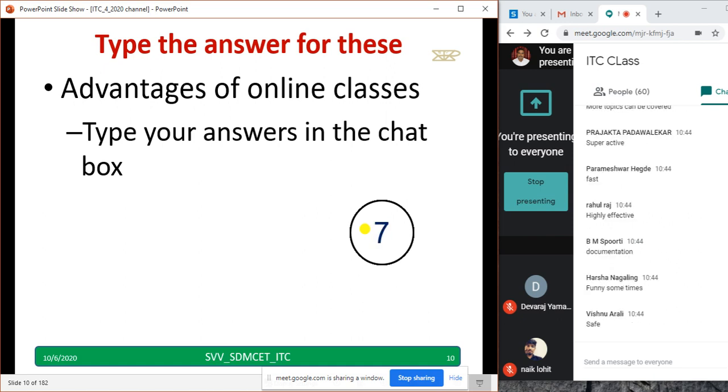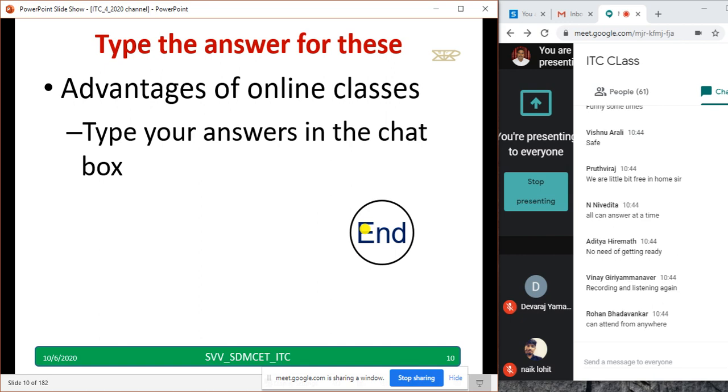Very good. Spurti, documentation will be there. Very good. It is true. Funny sometimes. Safe. Yeah, we are a little bit free at home, sir. Prithviraj, perfectly correct. All can answer at a time. It is 100% true, Nivedita. Aditya has told no need of getting ready. Yeah, this is true for girls also, Aditya.